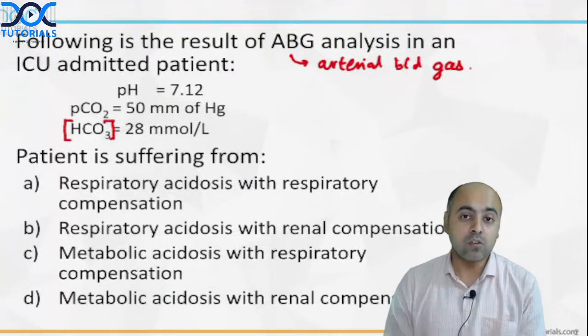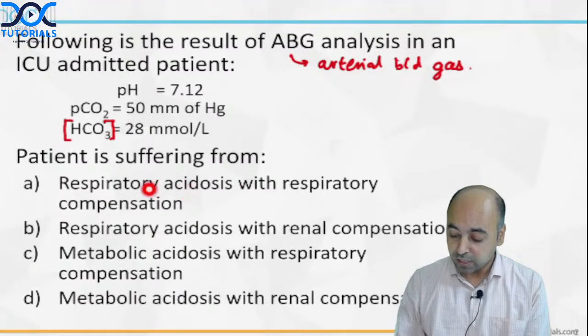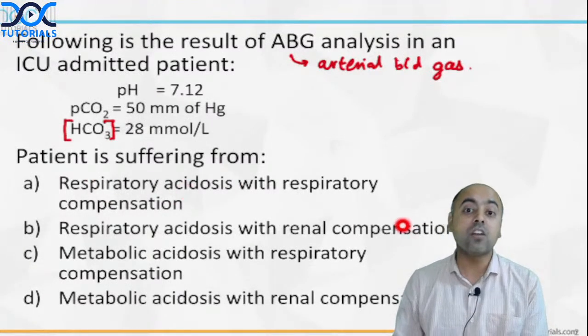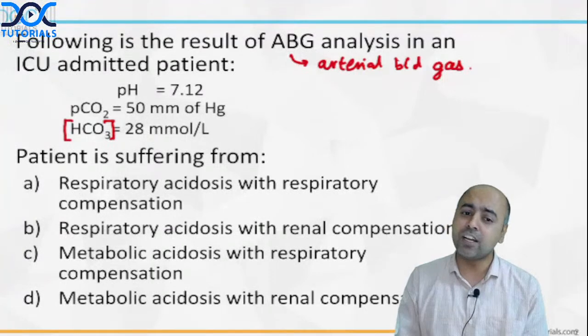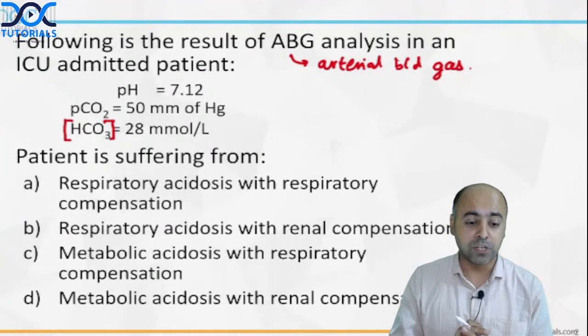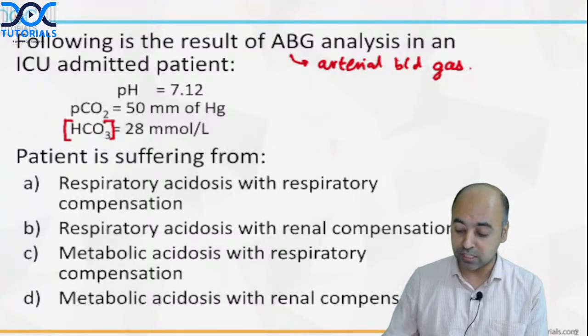Now when you're making the diagnosis, there are two parts to it. First, the primary cause, and second, whether the compensation is there or not. If it is there, what is the type of compensation? So this is something which we have to answer. Almost always we get a question from this particular topic. So very quickly I'll tell you how to attempt this question and what the answer to this question will be.